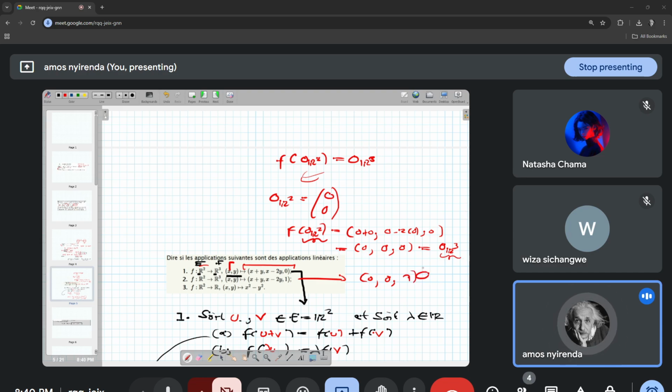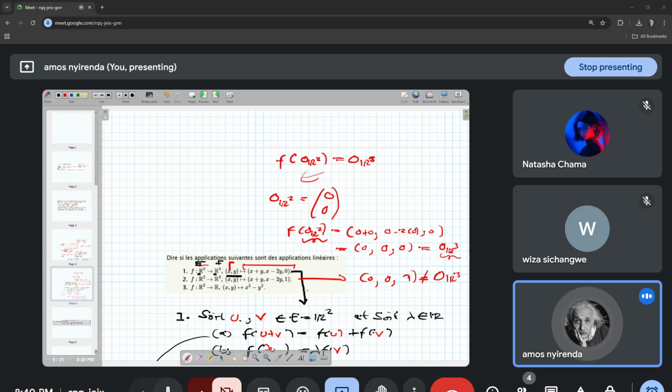Now this is not equal to the 0 vector of R3. So the 0 vector of R2 is mapped to something else. It is not mapped to the 0 element of R3. And so f is not a linear application. Is it clear? For the second one, don't waste time trying to check the two properties. F is not a linear application.